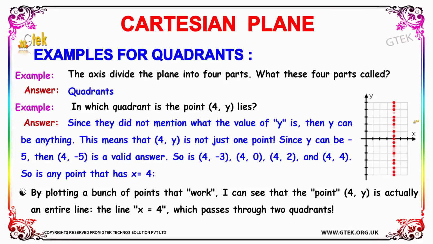By plotting a bunch of points that work, it's very easy to pinpoint that (4, y) is an actual entire line in the Cartesian plane. That line passes through two quadrants. So if these types of questions are asked, we must keep something in mind whenever we do this. The something is nothing but a good awareness of how the quadrants and the Cartesian plane work.